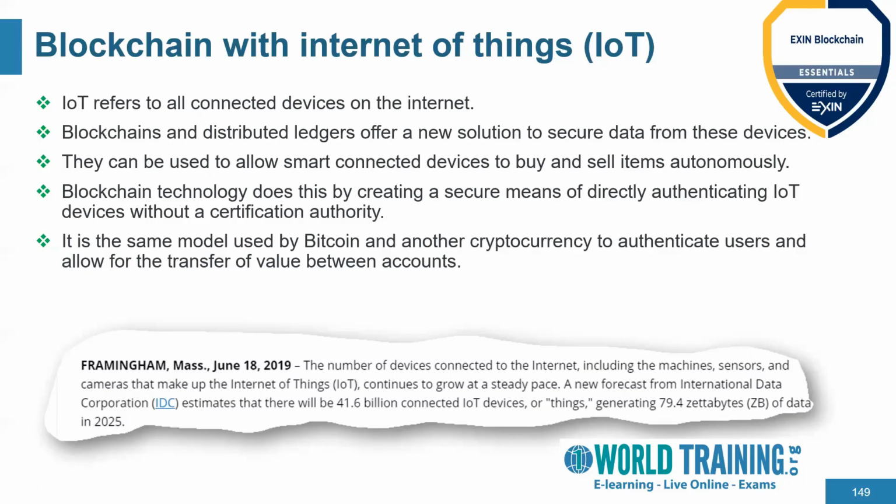The number of devices connected to the internet, including machines, sensors, and cameras, make up the whole of the Internet of Things. Absolutely, these device volumes are growing. The devices which were previously hardly a few billion will be close to 41.6 billion connected devices by 2025, and they will generate almost 80 zettabytes of data by 2025.